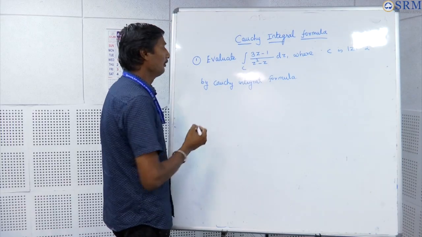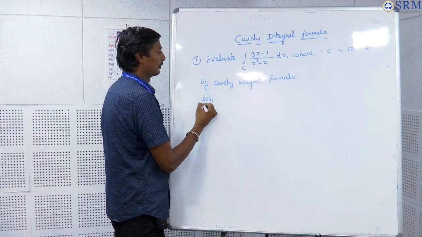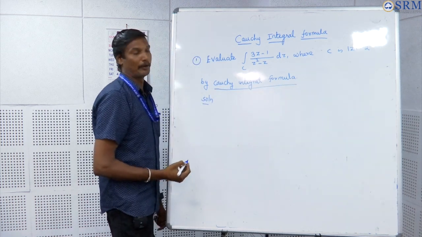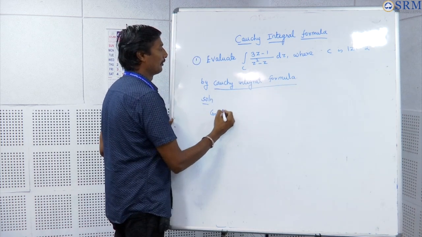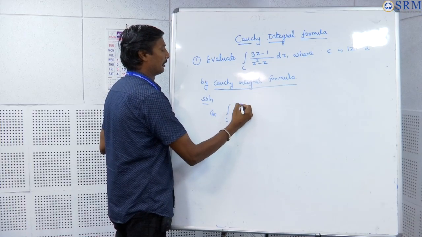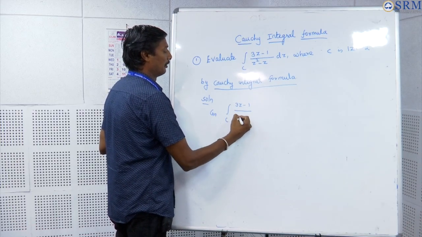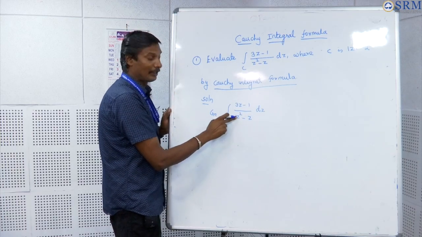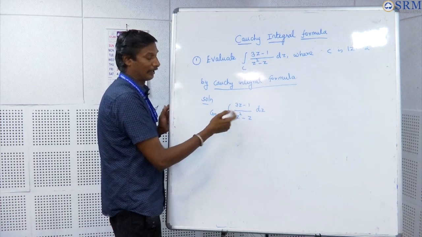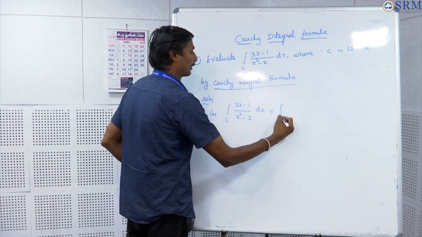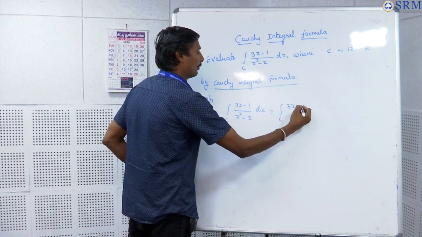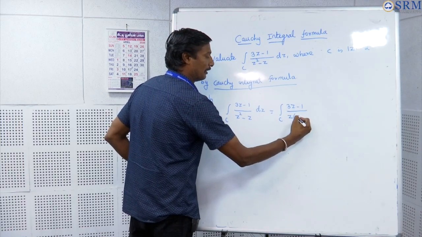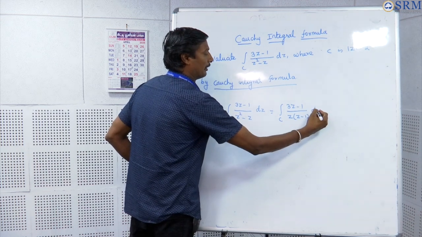Okay, solution. So this problem can be solved. What is the method? Cauchy integral formula. Given the problem, integral over C of (3z minus 1) upon (z square minus z) dz. The denominator can be written as z square minus z. Take z common outside, so we get (3z minus 1) divided by z into (z minus 1) dz.